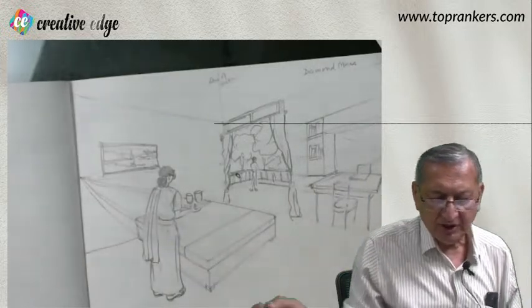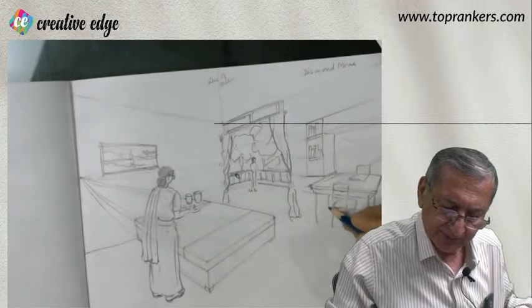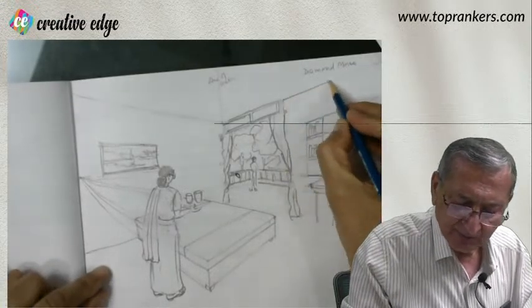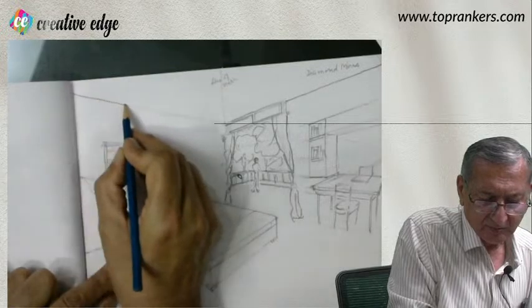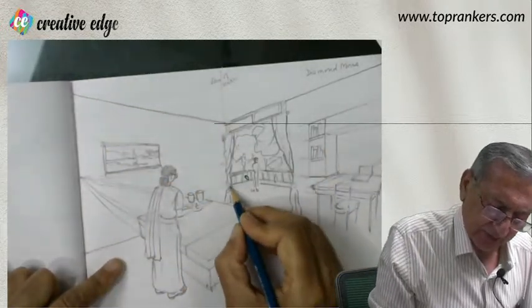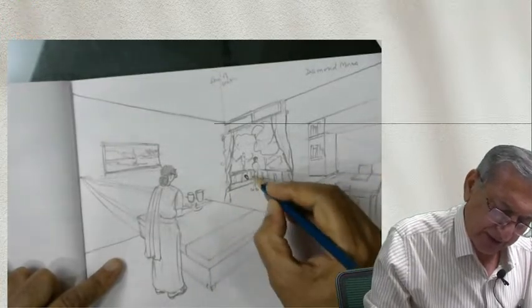So this is a good enough sketch, and you can think about coloring it hereafter. I'm just darkening some of the lines so that my viewers get a clear idea.